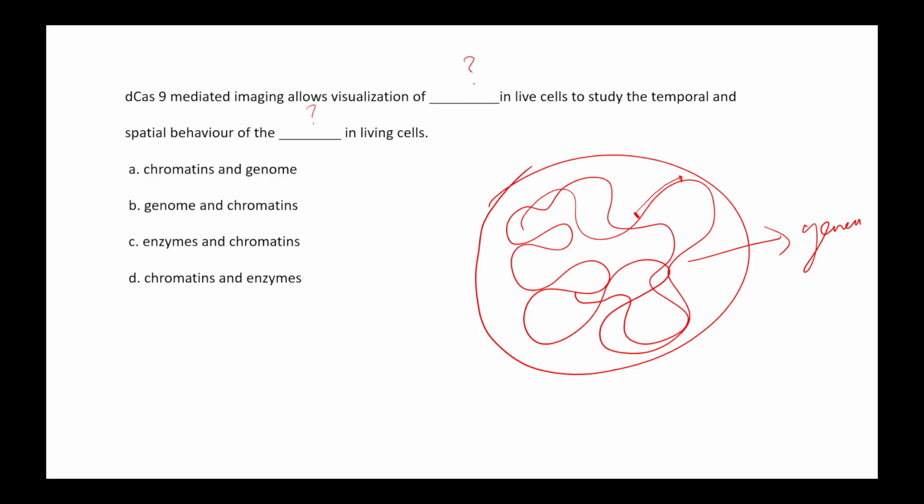You cannot visualize the entire genome, because the CRISPR Cas9 will be guided to a particular locus. If it is guided to this particular chromatin, then this chromatin will be visualized or made fluorescent with the help of another fluorescent protein, for example GFP. So it can allow visualization of chromatin, and the temporal and spatial behavior of the genome in living cells.